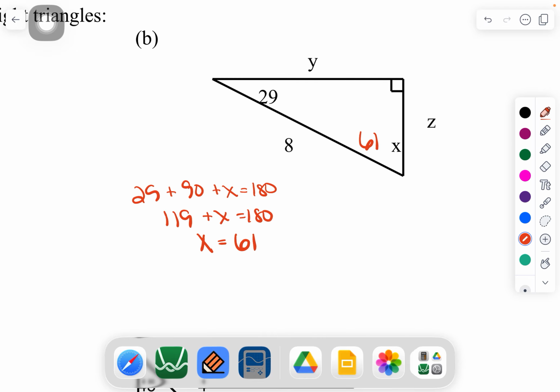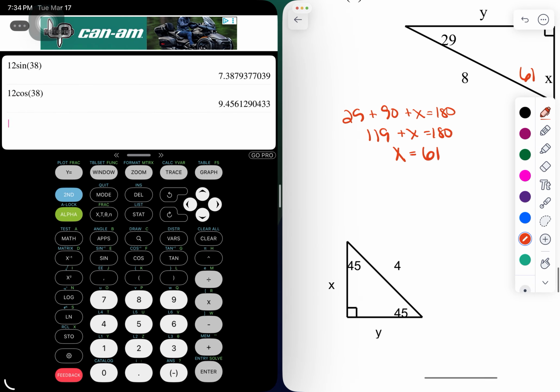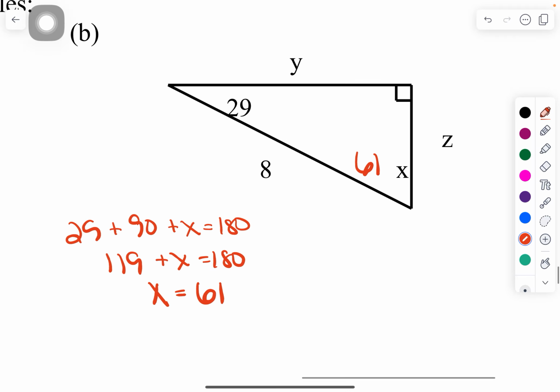I'm going to double check that. If you're sitting here staring at the video going, that's not right, you didn't add, yeah, I'm going to double check my own work. So 29 plus 90 is 119. 180 minus 119 is in fact 61. All right, so we've got that angle figured out. That is done. Love that.